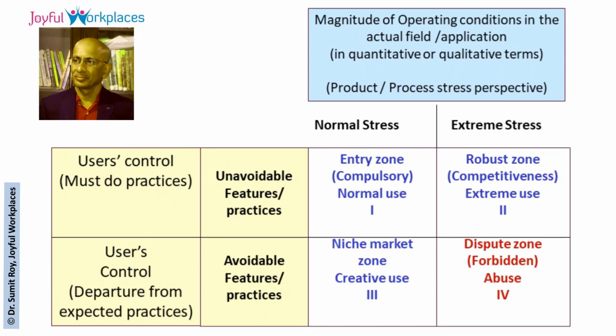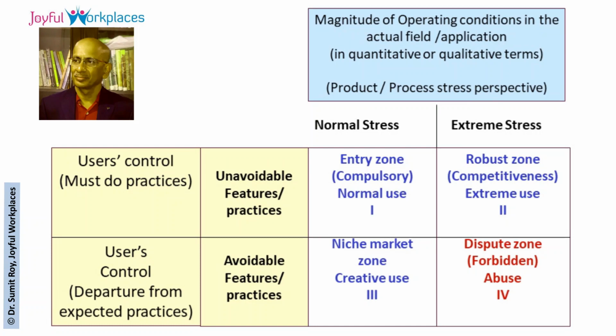So let me repeat what I have been saying, that the entry zone relates to the normal stress level for the operating condition under the conventional practices. This must be addressed. If it is not addressed properly, the product may not be able to even make an entry. However, if the company introduces the product in an area where the stress level is known to be on the higher side, it will be better if the product is designed to be able to meet such kind of stresses, and then the product can be called robust, and then it will stand out in competitiveness.